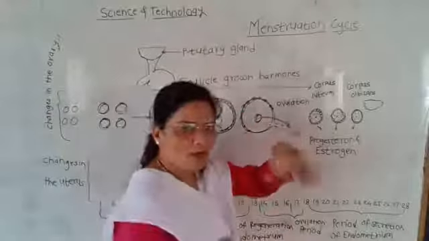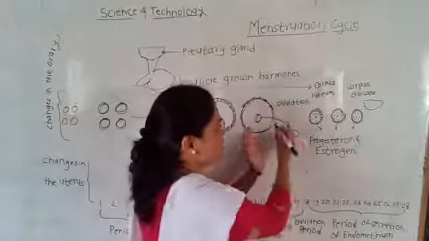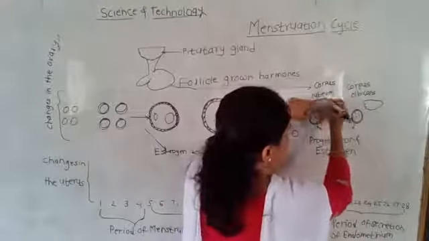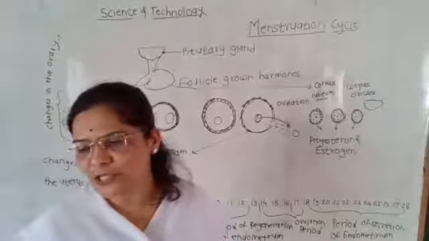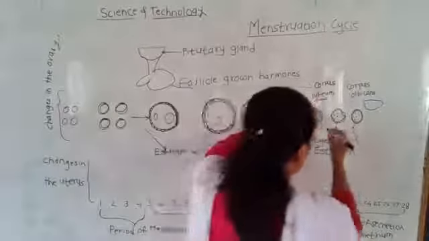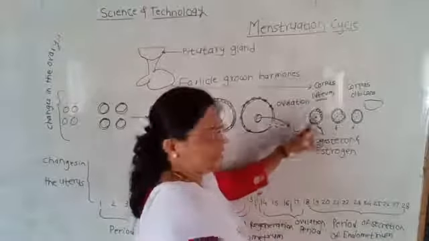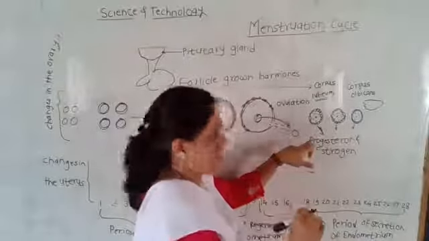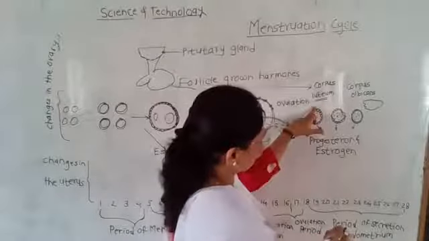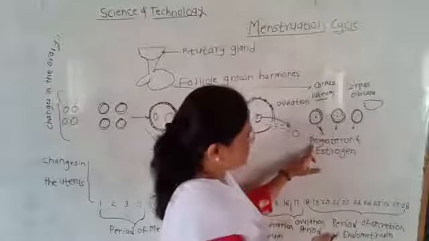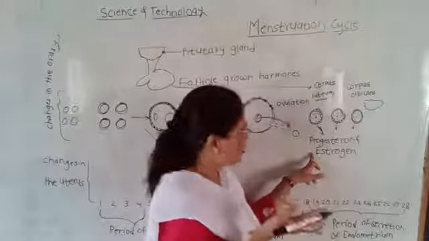During ovulation, only one ovum is released, but the remaining part develops into the corpus luteum. See the corpus luteum. That is why the corpus luteum starts to secrete progesterone, and it releases the chemicals, that is, the hormones called progesterone and estrogen. No doubt, progesterone and estrogen are female sex hormones.